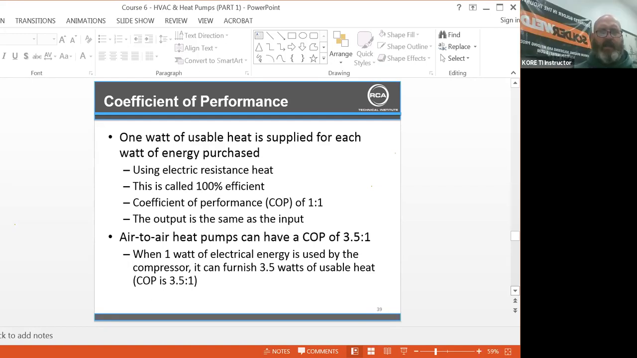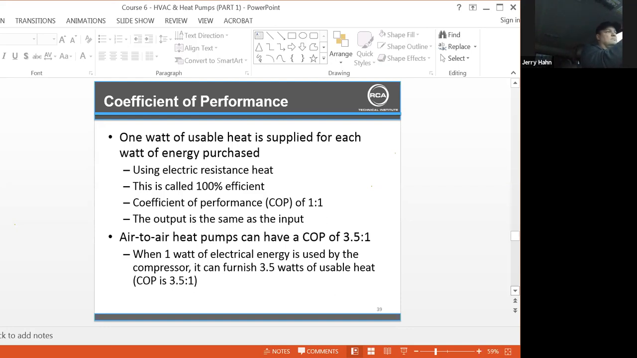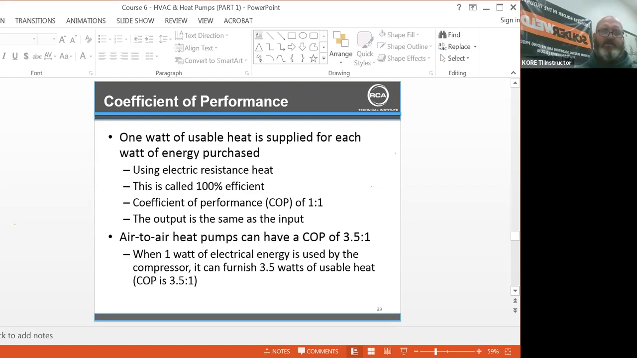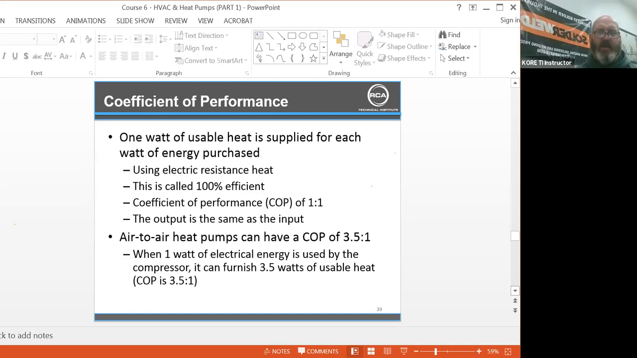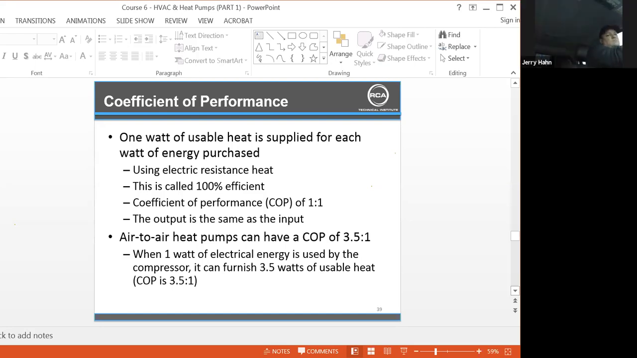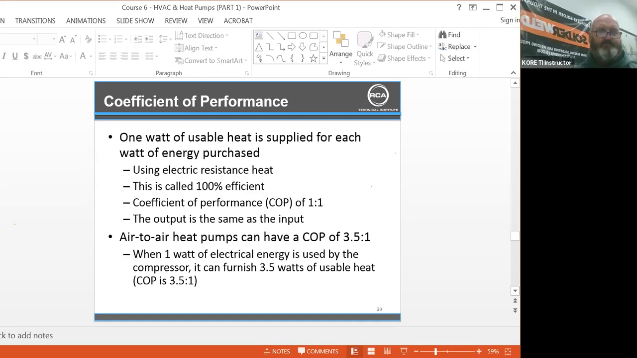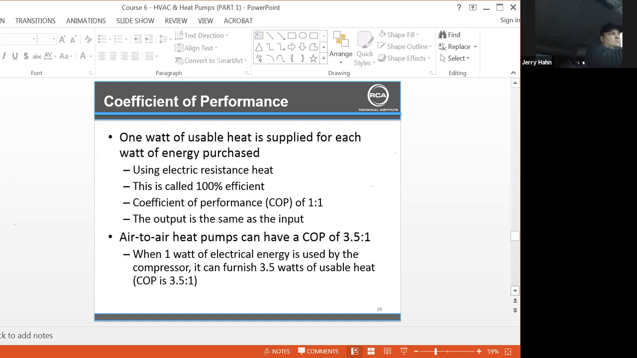An air-to-air heat pump can have a COP of 3.5:1, meaning when 1 watt of electrical energy is used by the compressor, it can furnish 3.5 watts of usable heat. Well, if you asked me to explain that again, I'd probably get lost. I haven't seen that much in a long time, so we don't look at it too much.